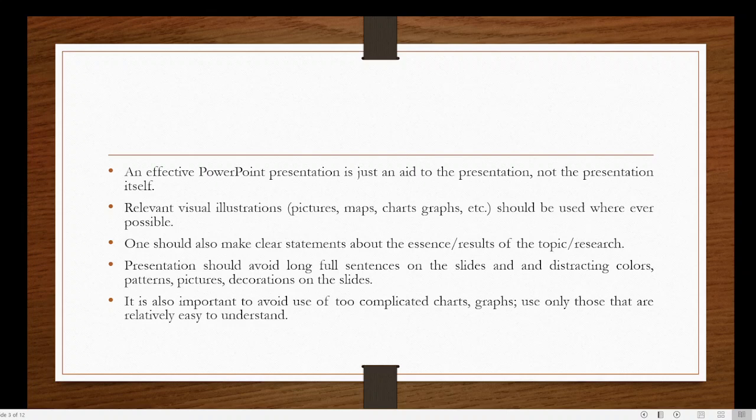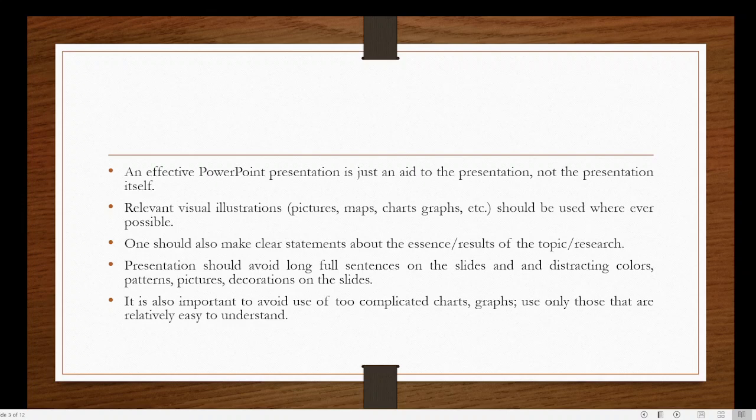An effective PowerPoint presentation is just an aid to the presentation, not the presentation itself. PowerPoint is just a tool, a software where you can present your text, your pictures, and your audios. For example, if there is the sound of a bird, you can play it there. If you have some videos, you can present them. So all these are actually tools, not the presentation.